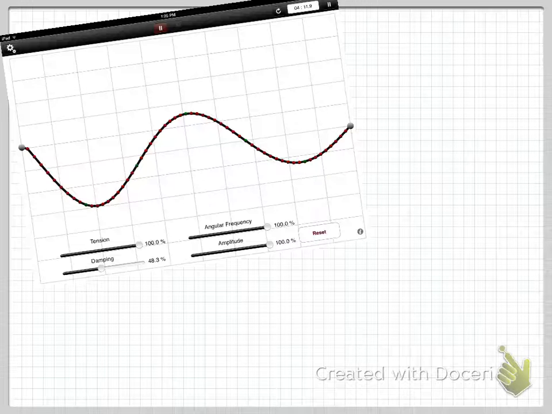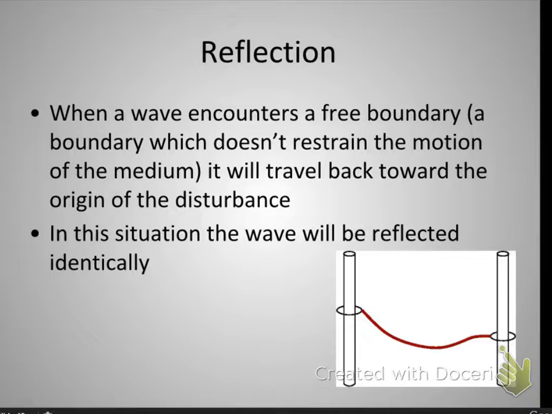If you are interested in trying to observe different components of wave behavior, you can download String for free. It's a free app available for iPad. It may be available for Android also, I don't know. But that's one way to look at wave behavior.